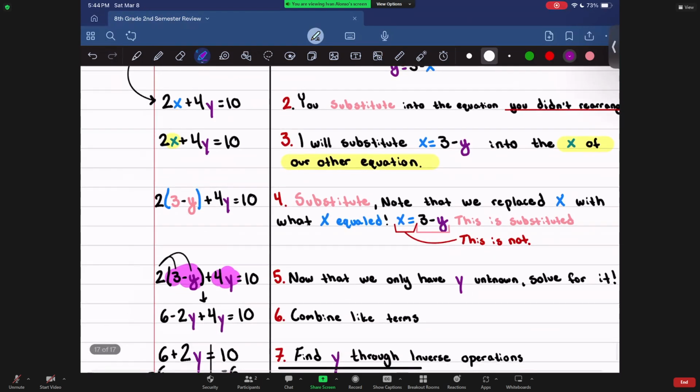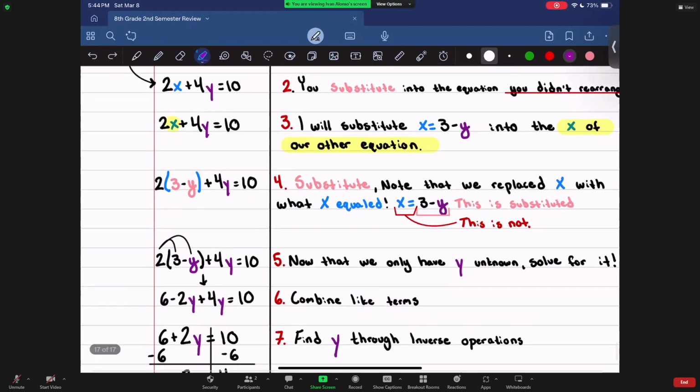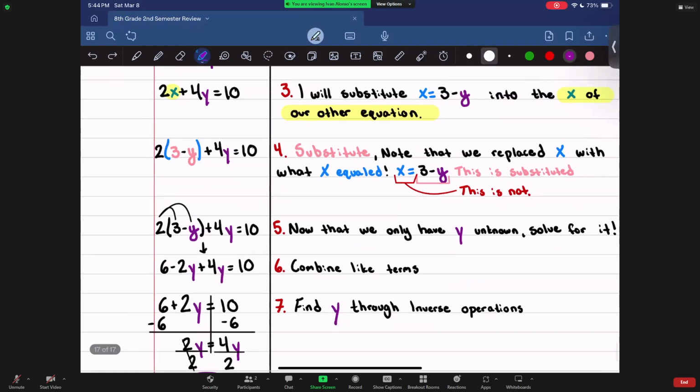Obviously, you're going to distribute. That's what's being highlighted here. So you distribute. This will give you 6 minus 2y plus 4y is equal to 10. So the very next thing is to combine like terms. That's a very big step. We see it every tutorial. And all that's left after you combine like terms, you'll get a statement like this: 6 plus 2y is equal to 10, okay?